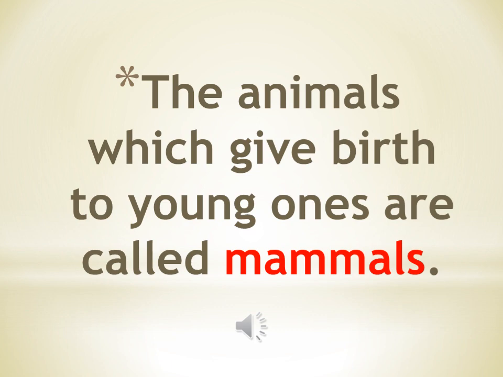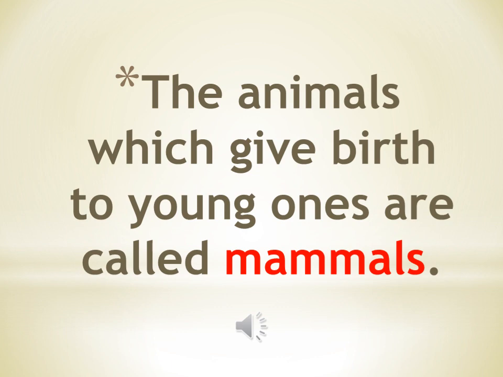So, children, the animals which give birth to young ones are called mammals. So you have got one distinctive feature of all the mammals, that they give birth to babies. Let me tell you two other distinctive features, especially for animals who live on land. Means I am talking about land mammals.